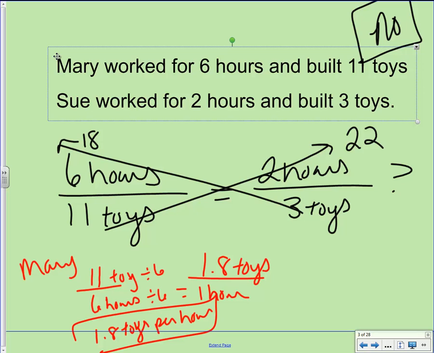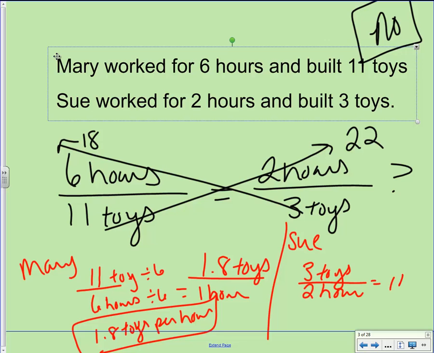So this is Mary's unit rate. Now I need to find out what Sue's unit rate is. And so I need to take the number of toys she has over what I want my denominator, or my bottom, to be, and that's the unit rate. So I want it to be toys per hour, not hours per toy. Toys per hour sounds a little better, so I put 2 on the bottom.